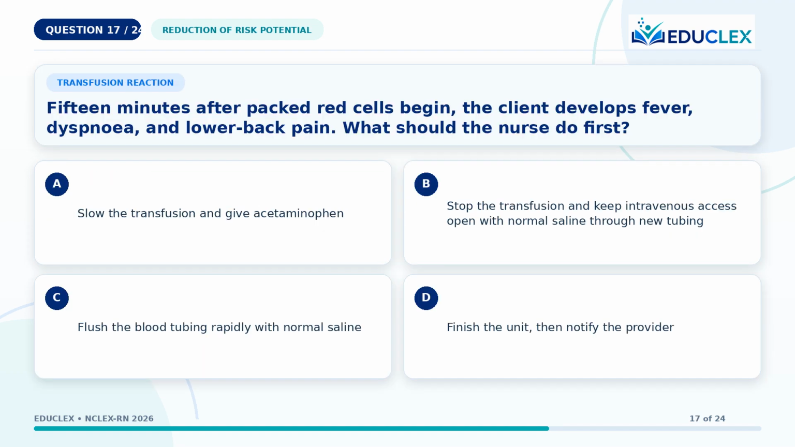Question 17. 15 minutes after packed red cells begin, the client develops fever, dyspnea, and lower back pain. What should the nurse do first? Option A, slow the transfusion and give acetaminophen. Option B, stop the transfusion and keep intravenous access open with normal saline through new tubing. Option C, flush the blood tubing rapidly with normal saline. Option D, finish the unit, then notify the provider.